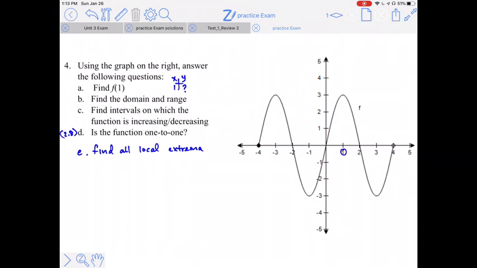That's what this question is asking. So here's when x equals 1. The y value there would be 3. So the answer to this is f of 1 is equal to 3. Excuse me, domain and range in part B.